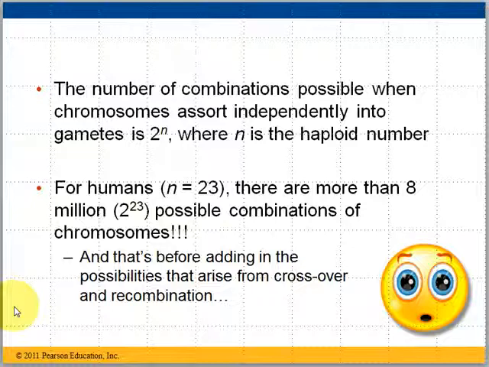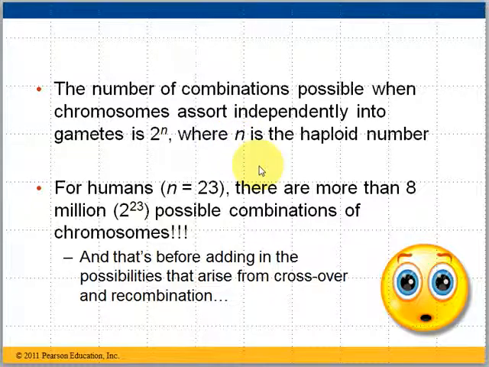Since we're talking about chance, let's get into a little bit of mathematics. Based on that independent assortment, the number of combinations that's possible when the chromosomes assort independently, randomly like that, is 2^n, where n is the haploid number. So mathematically, for humans, n is 23. We have 23 pairs of chromosomes. And so that means there are more than 8 million, 2^23, possible combinations of chromosomes. So the formula is 2^n, where n is the haploid number.